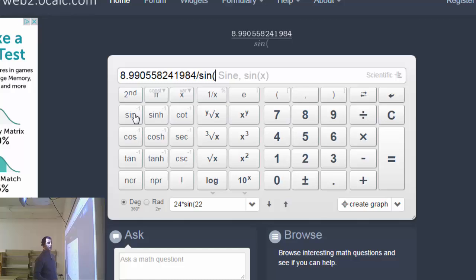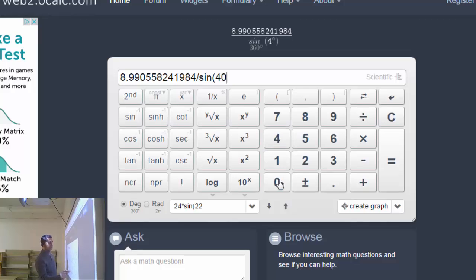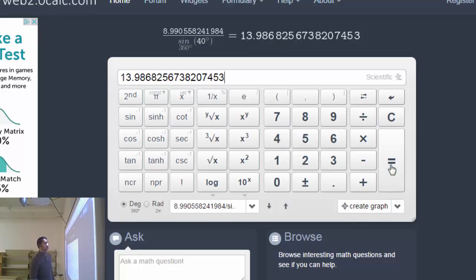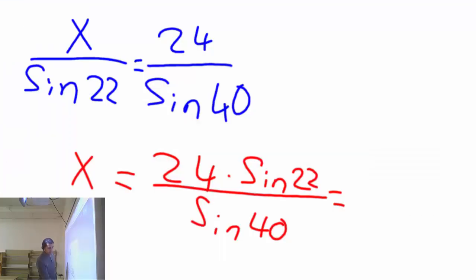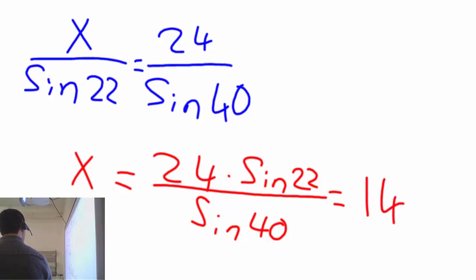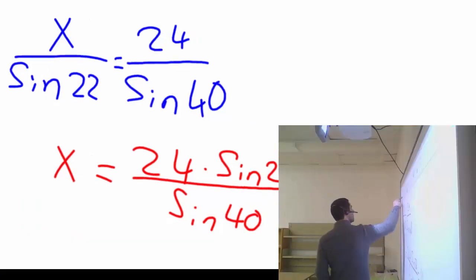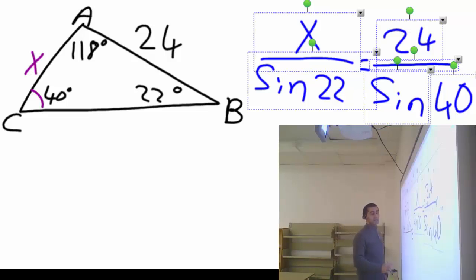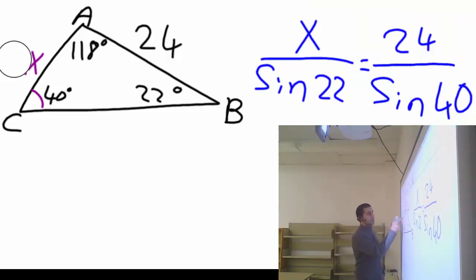Sine 40 equals, it's very, very close to 14. So I'm just going to round this up to 14 and say that this is 14. X is 14. So I'll go back to my question and write that X is 14.